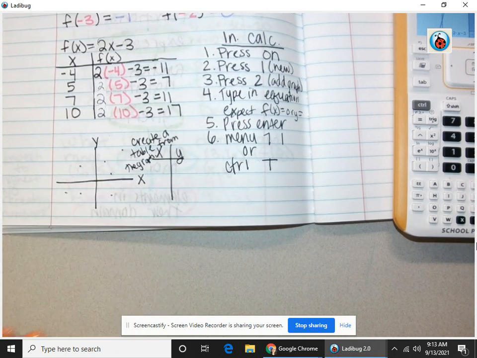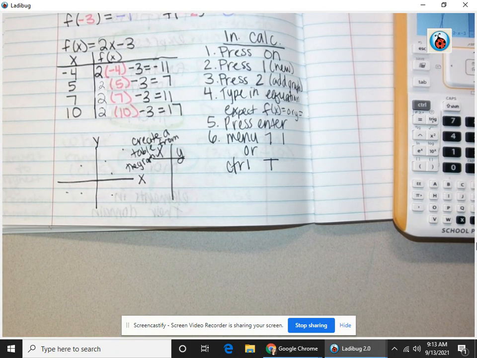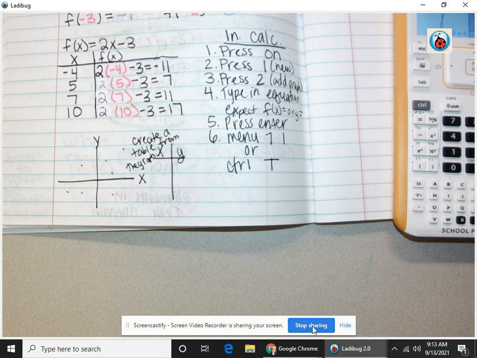Okay, are there any questions with any of that? Comments, concerns? I'm confused on the calculator for us. I can help you with the calculator in a minute. Any other questions?